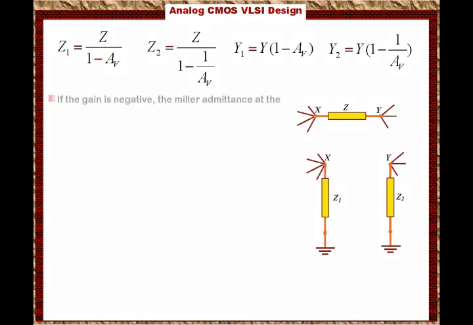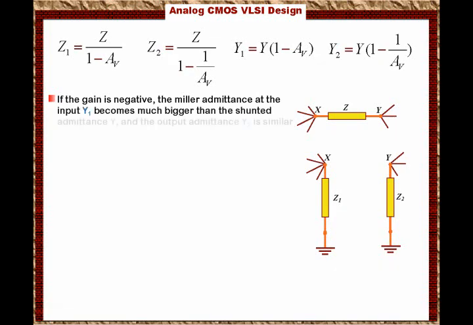So what we are saying is if the gain is negative, the Miller admittance at the input, Y1, becomes much bigger than the shunt admittance Y, and the output admittance Y2 is similar in value to the shunt admittance Y. Keep in mind that we assume here the gain is a negative, large value. Let me show you an example of how we can use it.